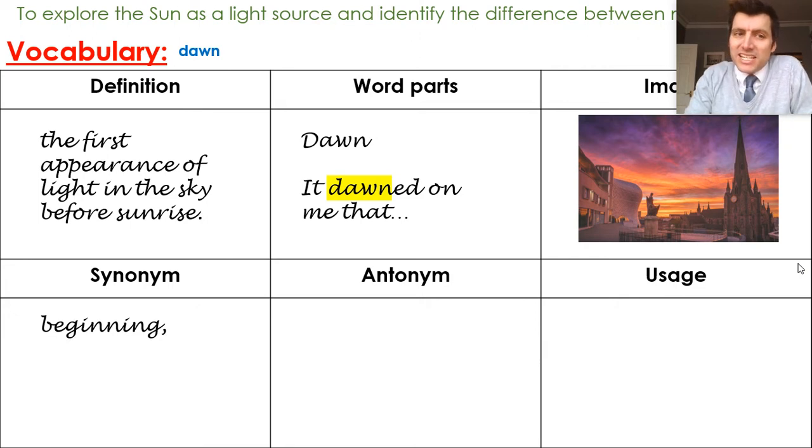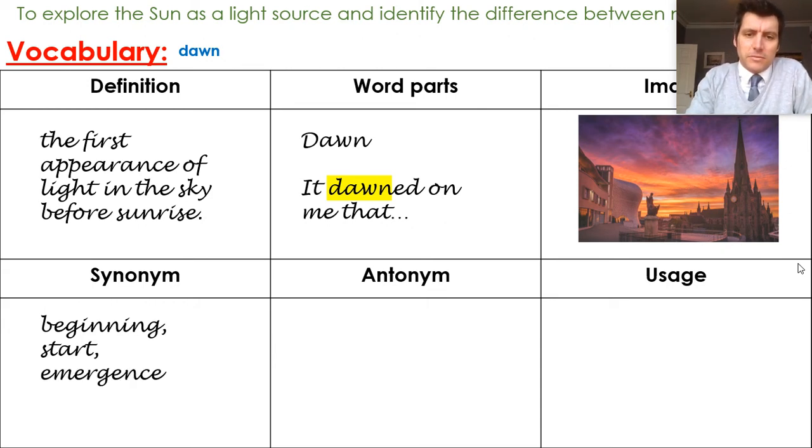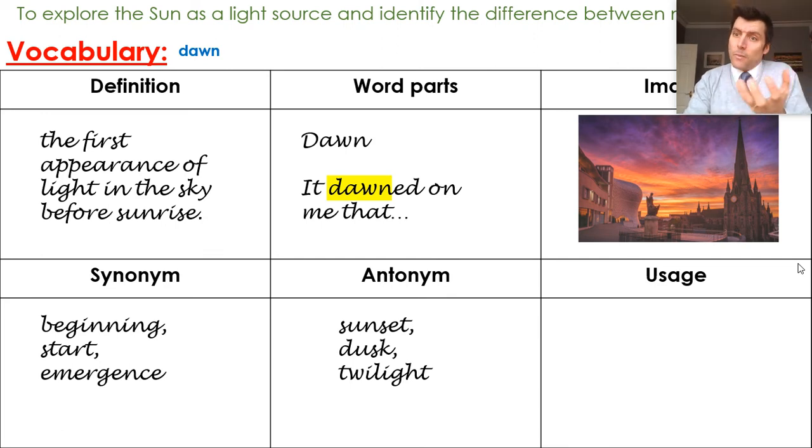Synonyms then, words which mean the same as dawn, might be beginning. So the dawn of something is the beginning of it. We might say that the start of something, the emergence of something are synonyms. Antonyms then, words which are the opposite in meaning. Sunset, okay, dusk, keep that in your head, and twilight. These are all words which mean the opposite to dawn.